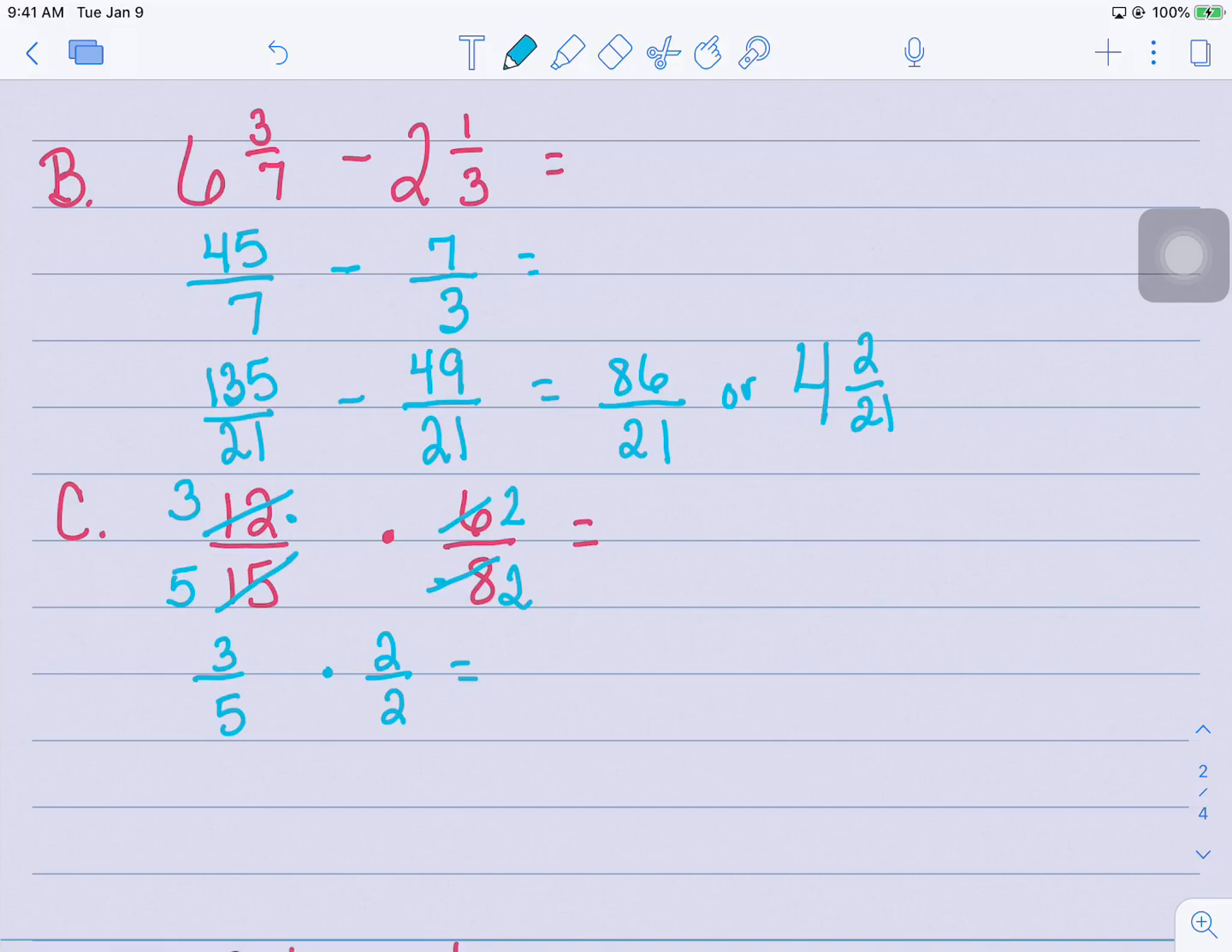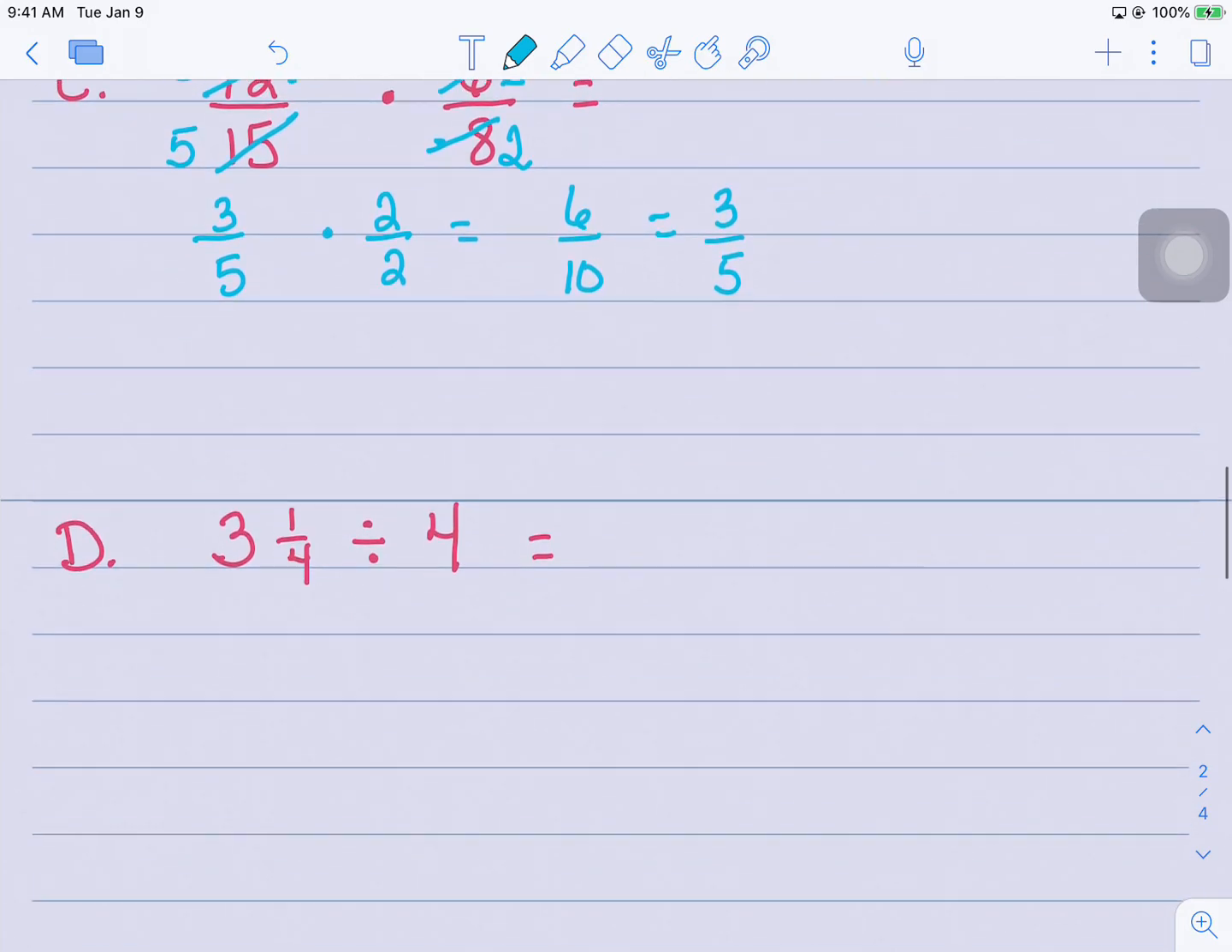And if we think about what 2 over 2 is, it's 1. So we're just saying 1 times 3/5. So we know our answer is going to get 3/5. If we don't see that first, we can multiply straight across. We get 6/10. And then we say, well, we can reduce that, and we get 3/5. So you could have got there a little quicker. All right, let's go to our next problem, and then we'll talk about calculator.